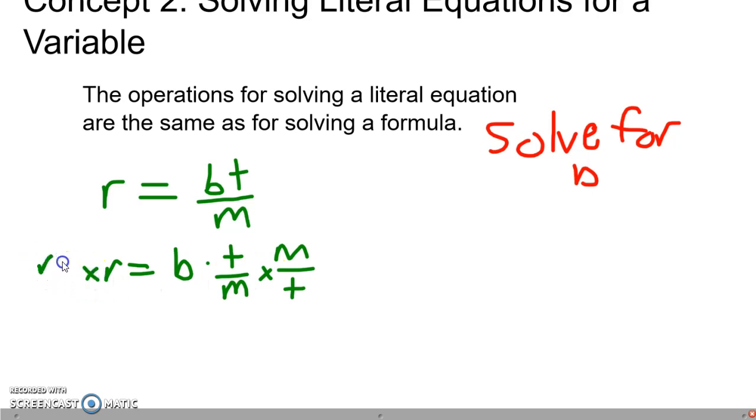Same thing over here, m over t, cancel, cancel. I'm going to have b is equal to m r over t. And that's it.